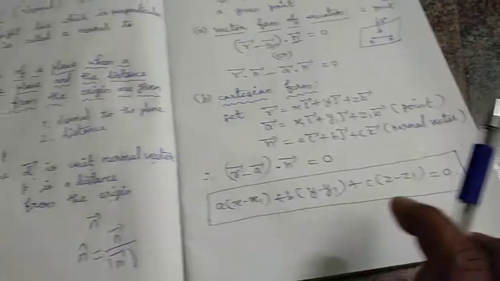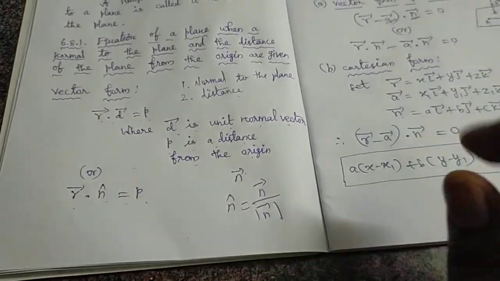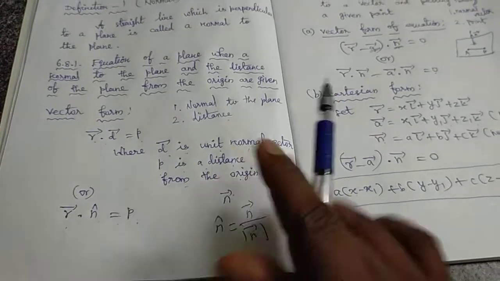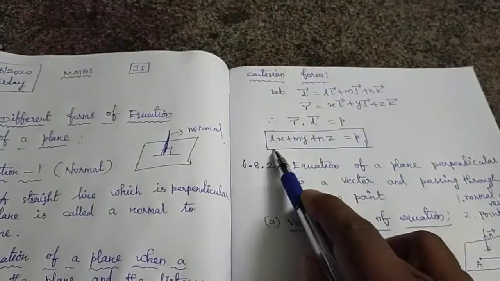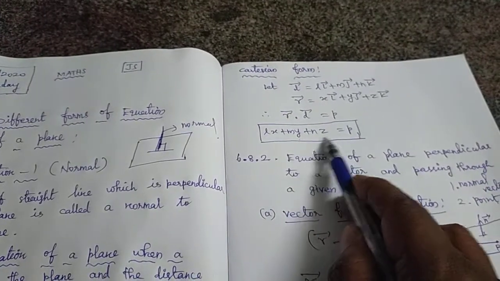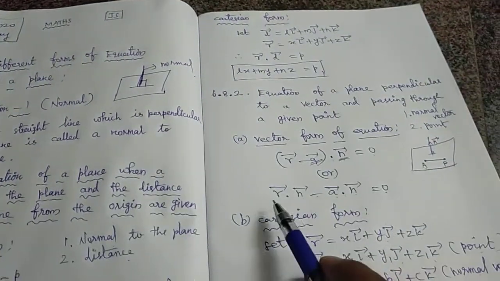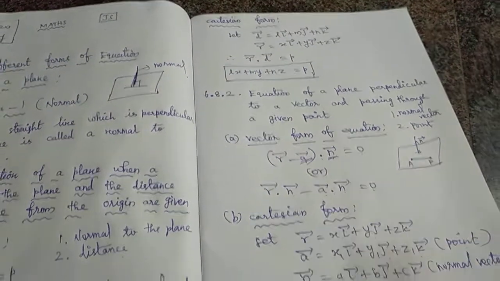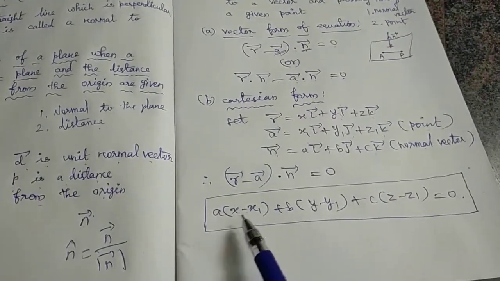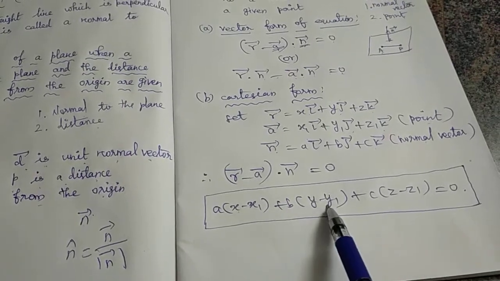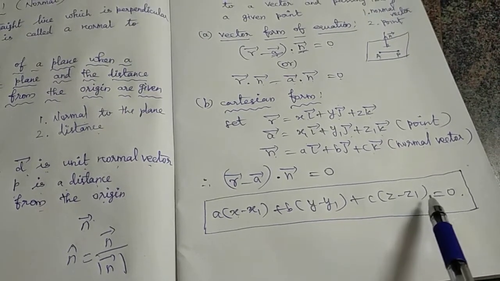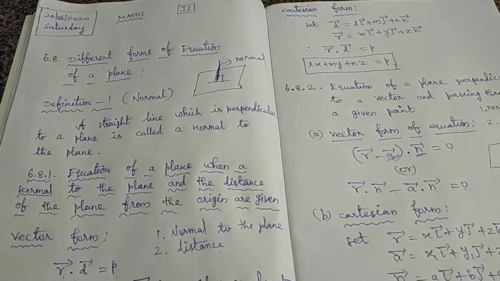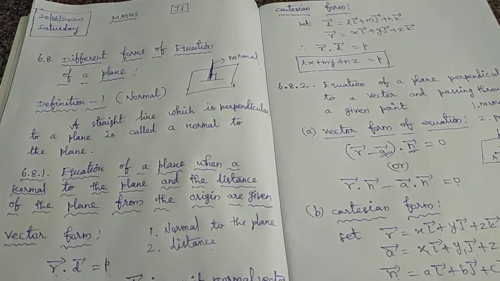So there are four formulas. Okay: r vector dot n cap equal to p; lx plus my plus nz equal to p; r vector dot n vector equal to a vector dot n vector, that is, r minus a dot n equal to 0; a of x minus x1 plus b of y minus y1 plus c of z minus z1 equal to 0. So all these formulas you write in your notes.